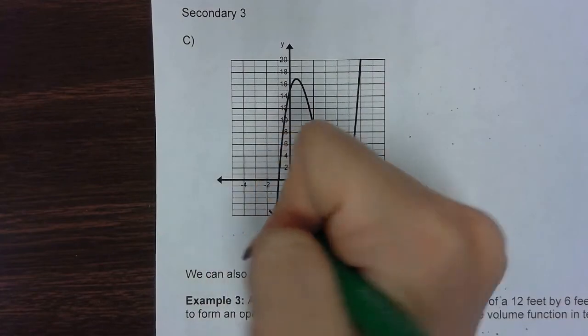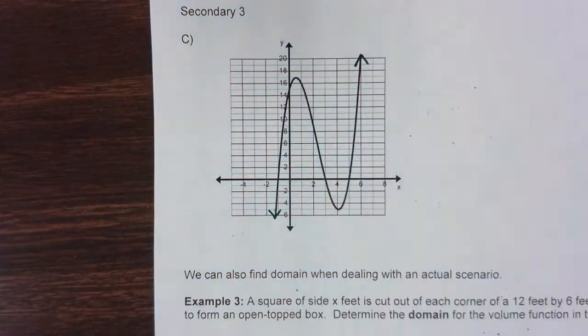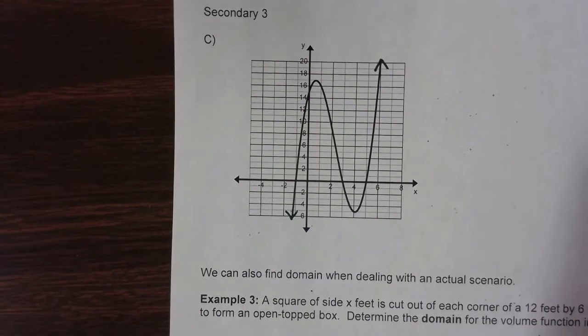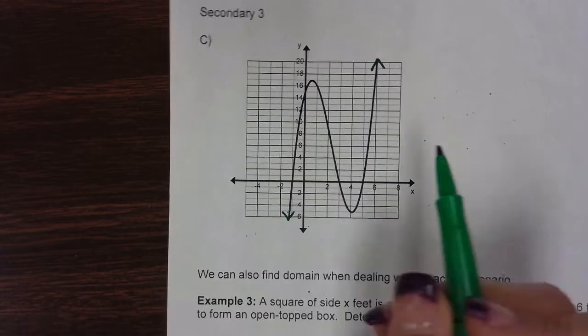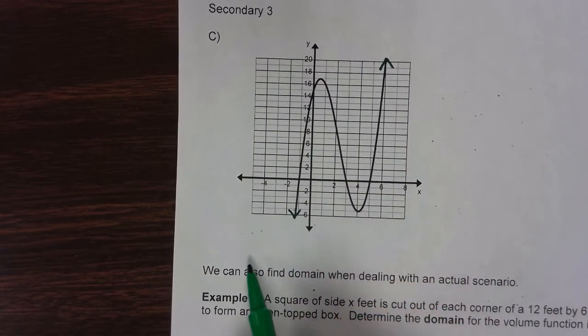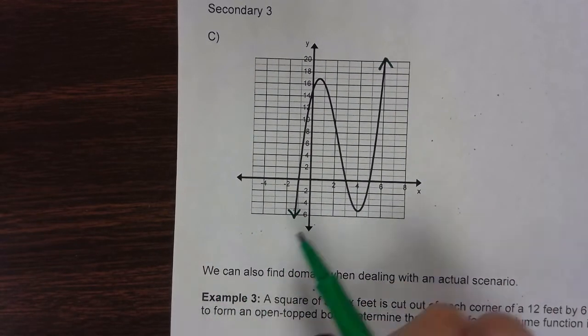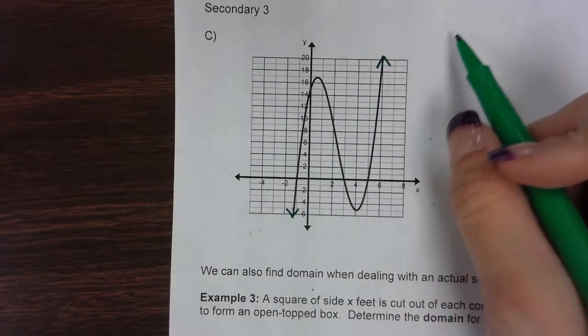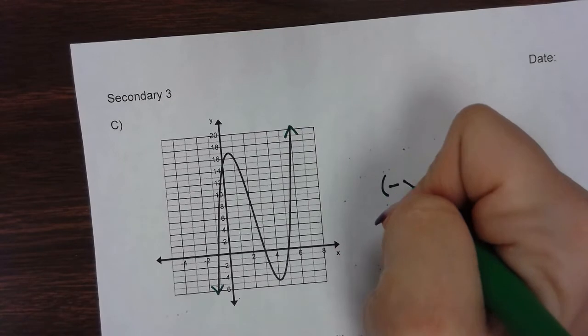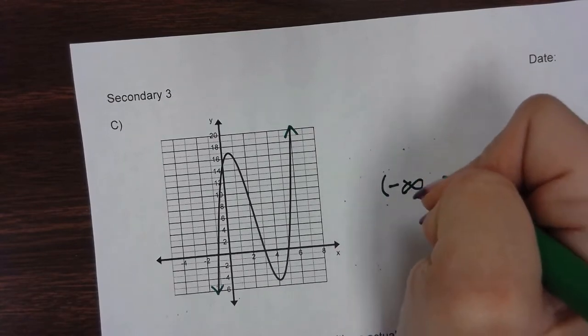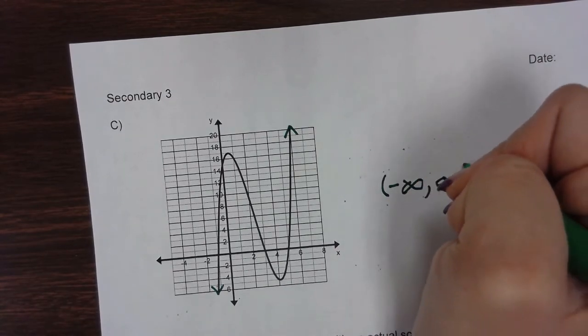Now we have a cubic. Remember what we're looking for: any issues, any holes, any asymptotes, anywhere it stops. But it doesn't. If we kept going, this would go out all the way left, and this would keep going out all the way right. So no problems. Our domain is negative infinity to infinity.